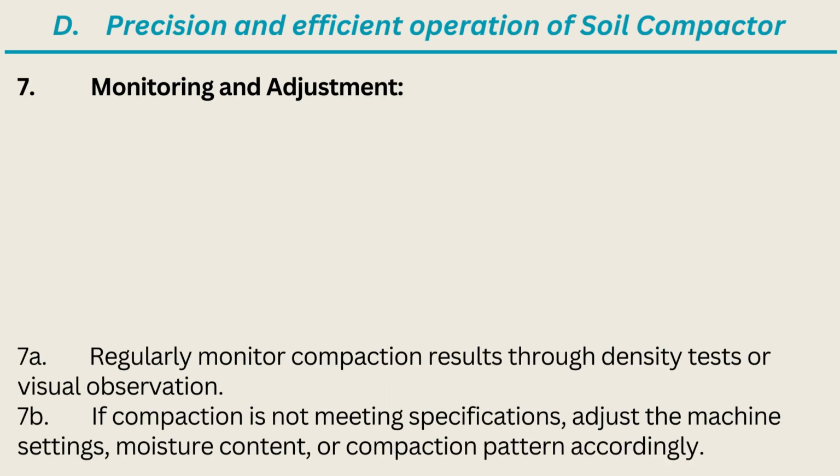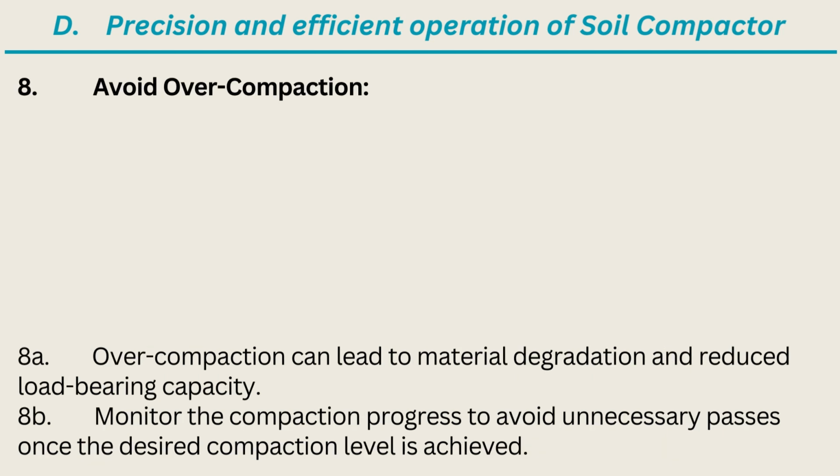7. Monitoring and adjustment. 7A. Regularly monitor compaction results through density tests or visual observation. 7B. If compaction is not meeting specifications, adjust the machine settings, moisture content, or compaction pattern accordingly. 8. Avoid overcompaction. 8A. Overcompaction can lead to material degradation and reduced load-bearing capacity. 8B. Monitor the compaction progress to avoid unnecessary passes once the desired compaction level is achieved.